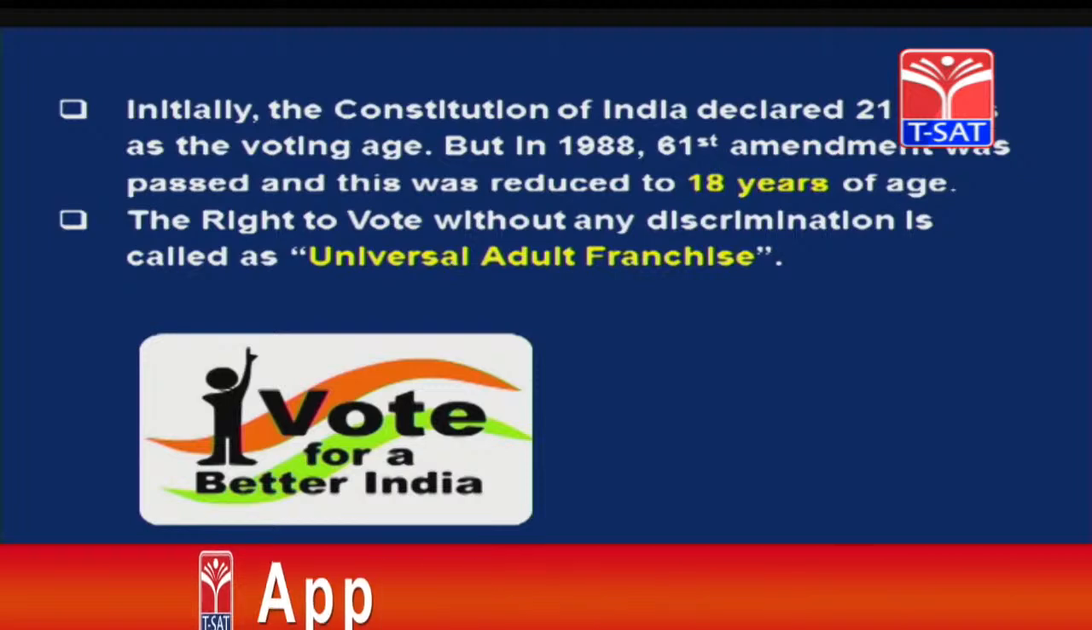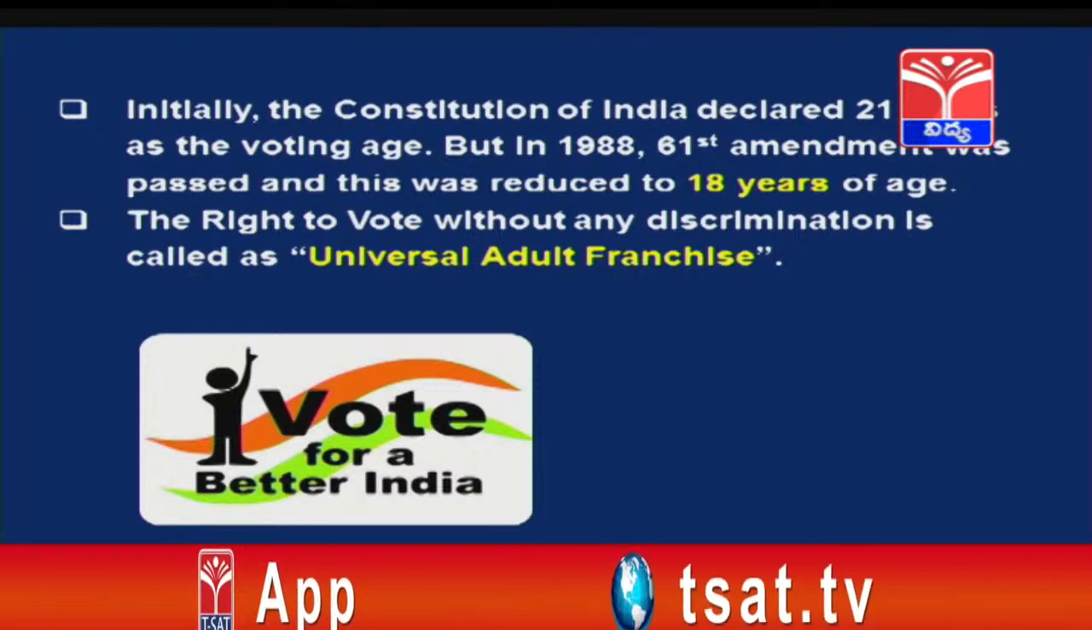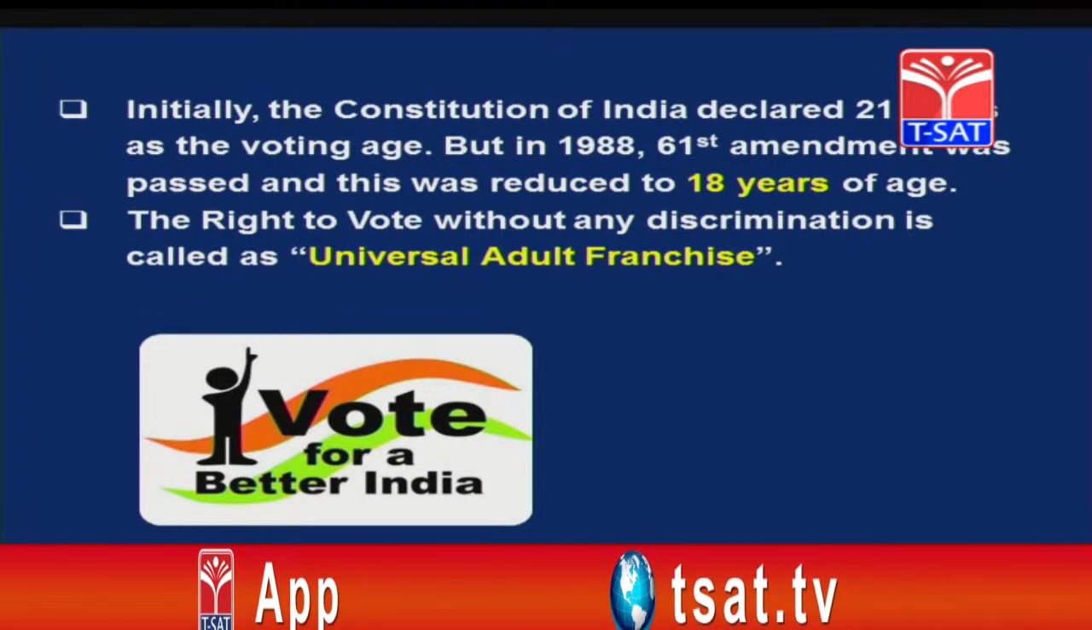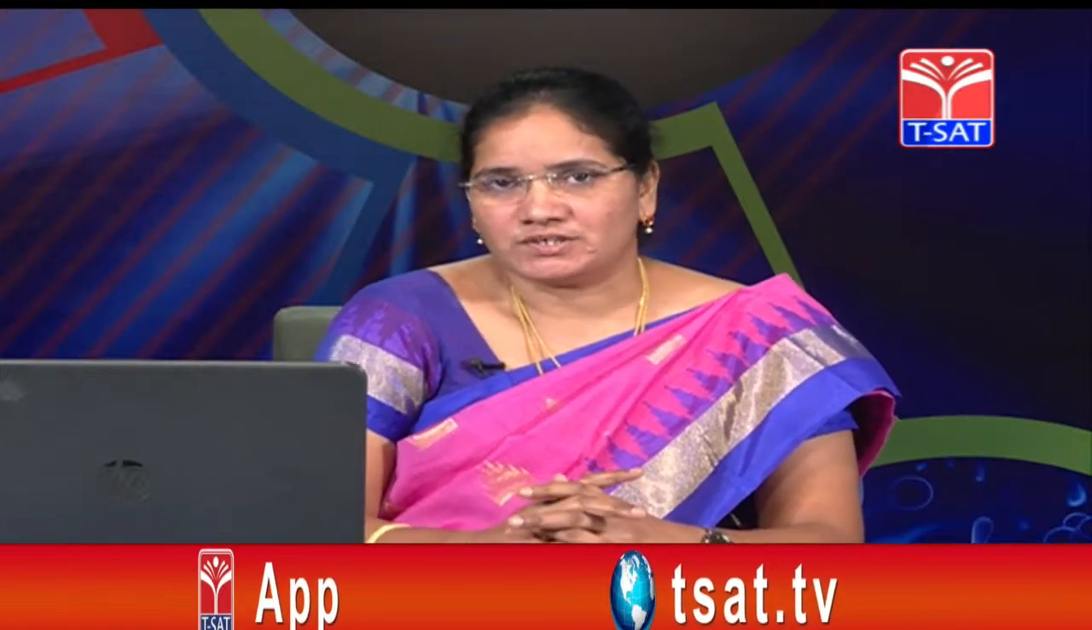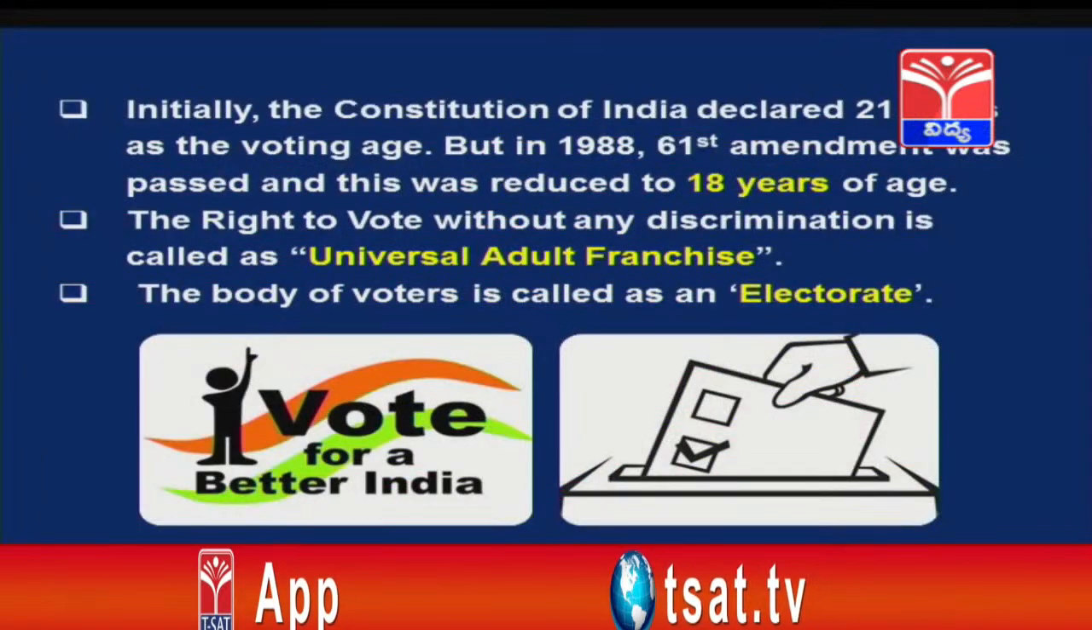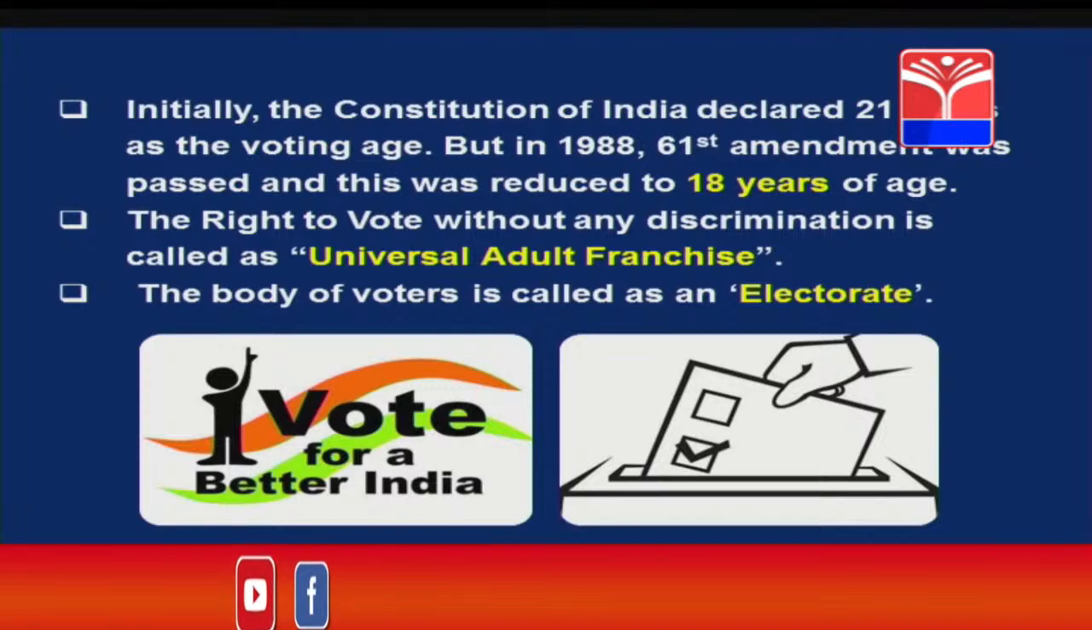Now, the right to vote without any discrimination is called universal adult franchise. So, what is universal adult franchise? If anyone has attained 18 years of age, they have the right to vote without any discrimination of language, race, religion or region. So, the body of voters is called an electorate.